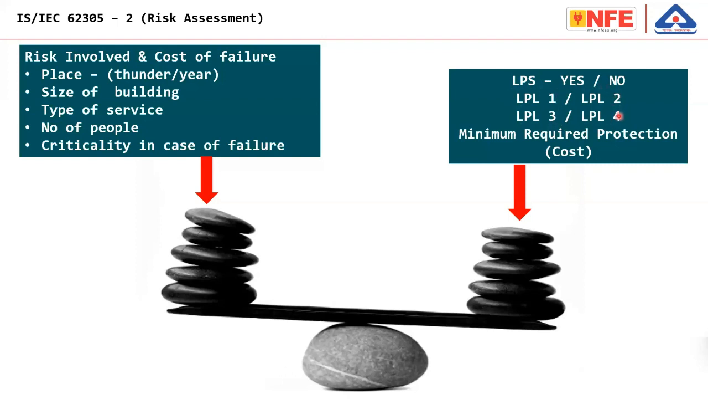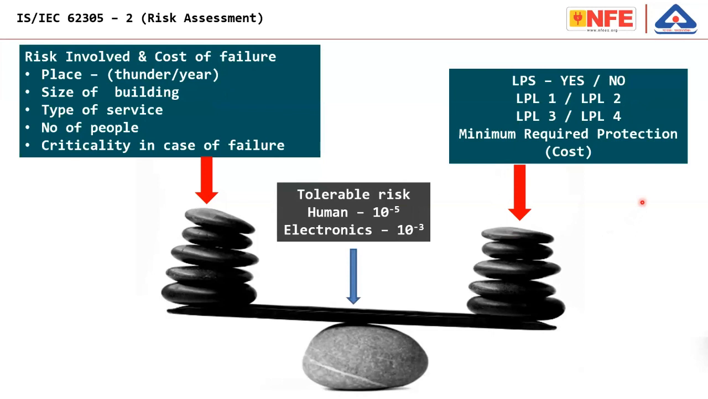The whole story of risk assessment is done by way of calculation, using the number of thunderstorm days, size of building, type of service, number of people, and criticality in case of failure. Finally, on one side, we are finding out how much money or how much economics is involved in case of a lightning strike and its related failure. On the other side, how much money you are going to spend to protect a building. And in the middle, you have the tolerable risk.